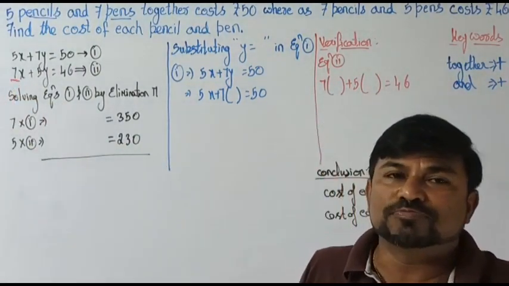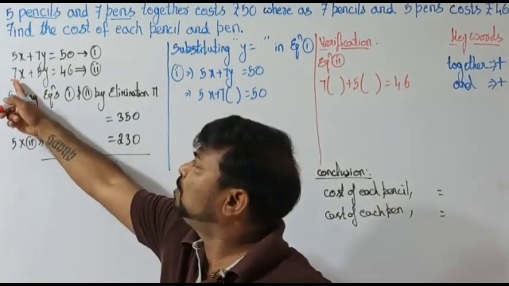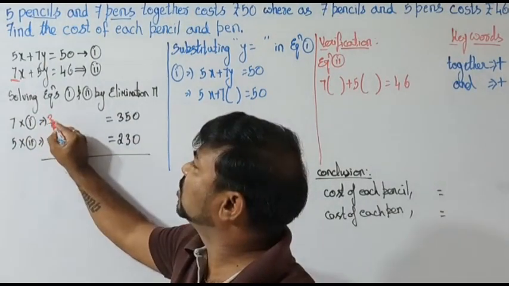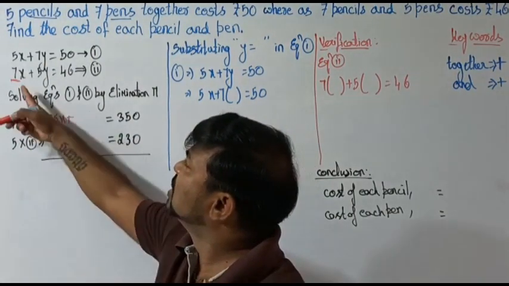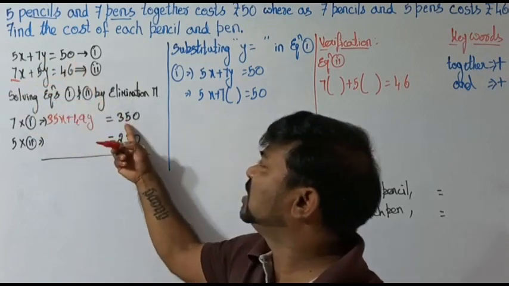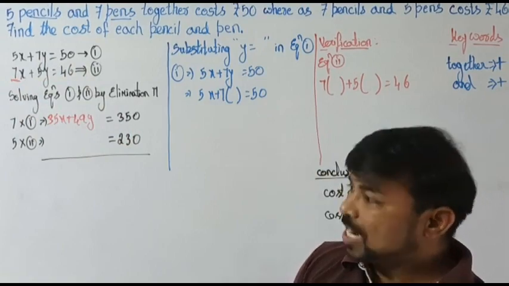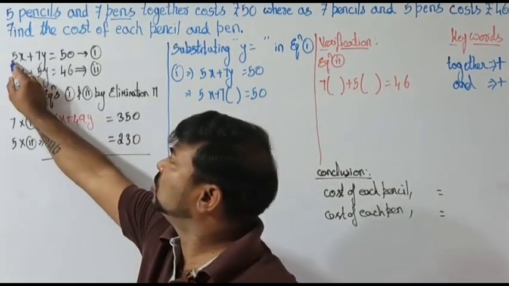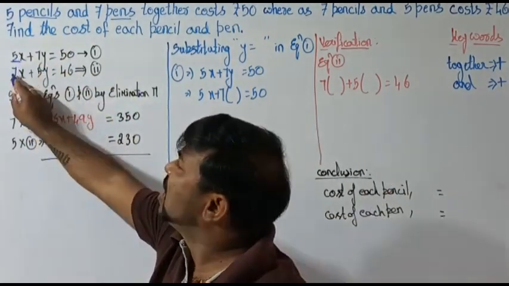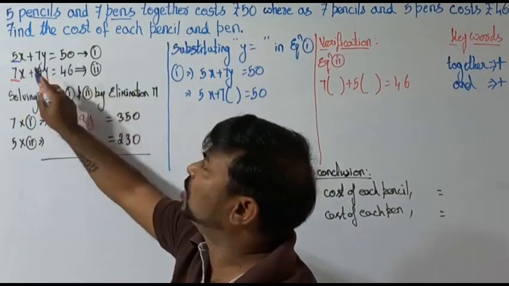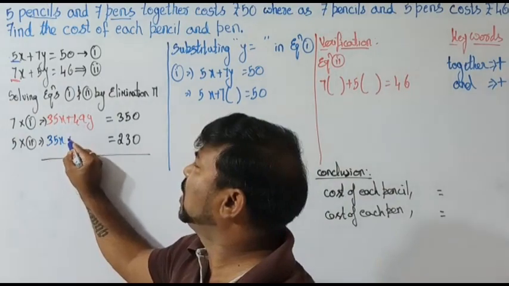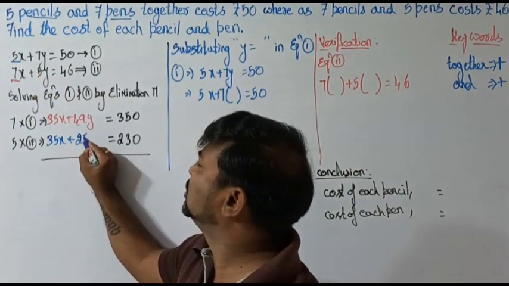Simple logic, we like to make the coefficient the same. So I'm multiplying the entire first equation with 7. 7 into 5 is 35x, plus 7 into 7 is 49y, and 7 into 50 is 350. Now the coefficient of x in the first equation, 5, I am multiplying with the entire second equation. So 5 into 7 is 35x plus 5 into 5 is 25y.